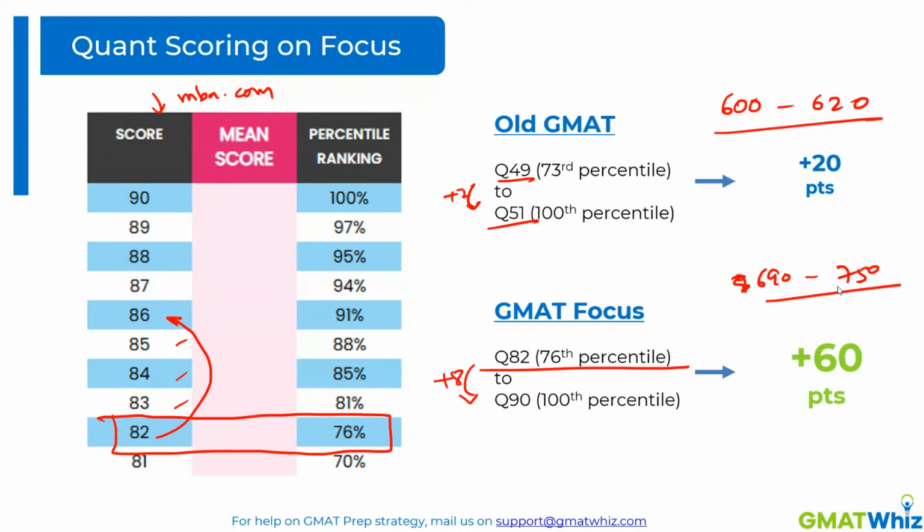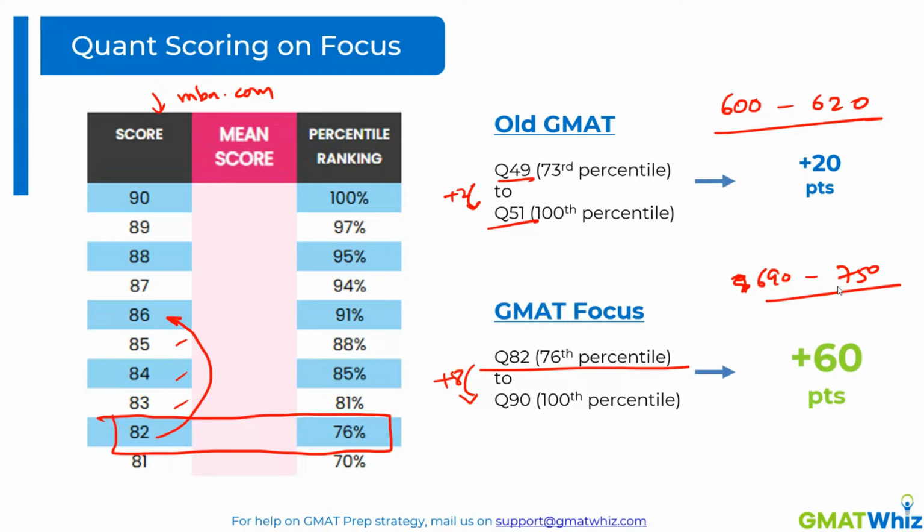Now, why is this important? Can anyone tell me why this is important? What are you understanding from this? Earlier, the same kind of jump in percentile got you just 20 points extra, but now it gets you 60 points extra. So it does make sense for you to put in extra effort, because every step that you put in can yield you a significant additional advantage in quant.